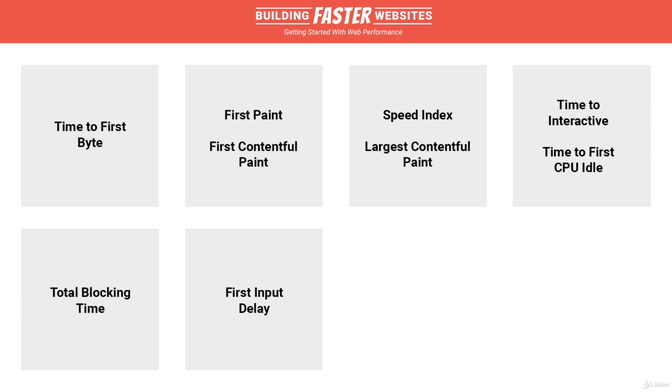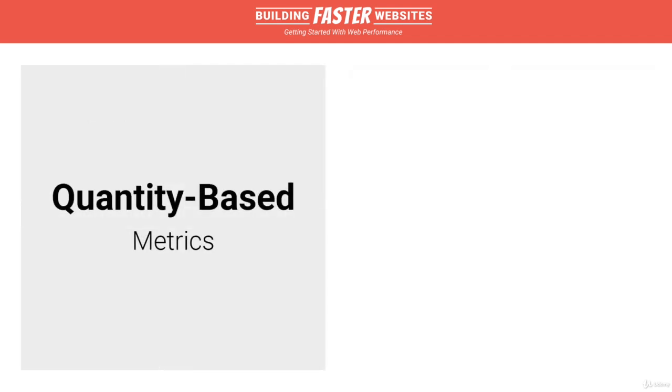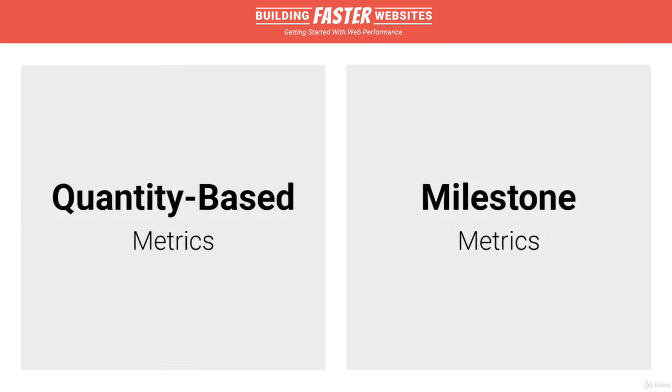When measuring web performance, there are many different types of metrics which we can track. These all generally fall within the following categories: quantity-based metrics and milestone metrics.